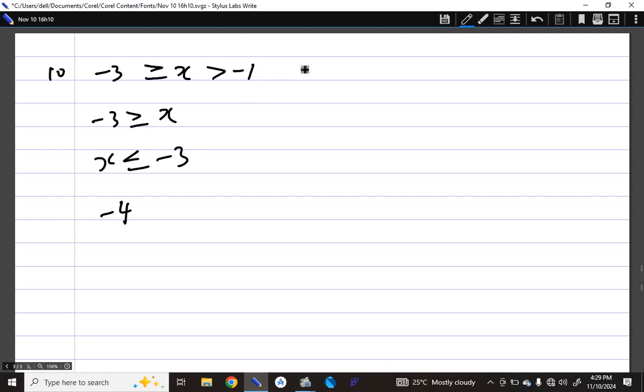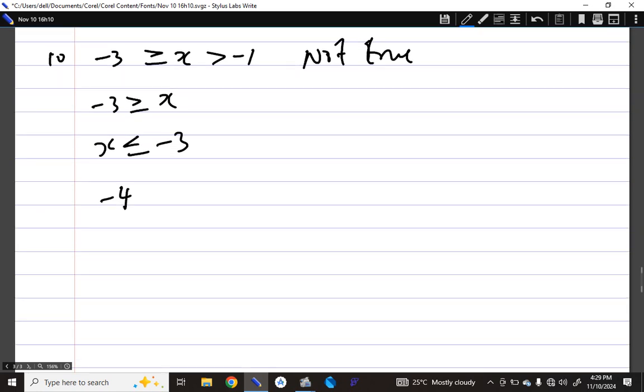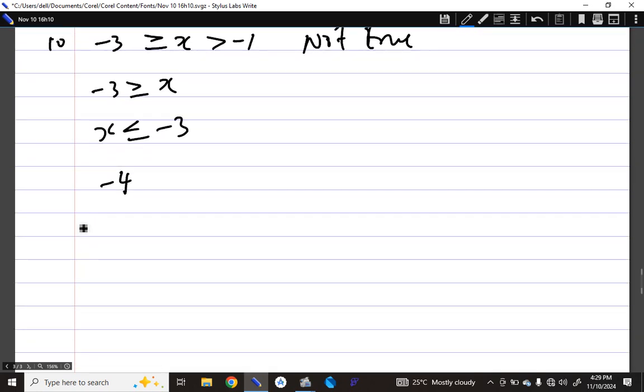Are you getting it now? So this one is not true. Not true. This one is not true, because minus 1 is greater than this, so it's not true. So number 11.